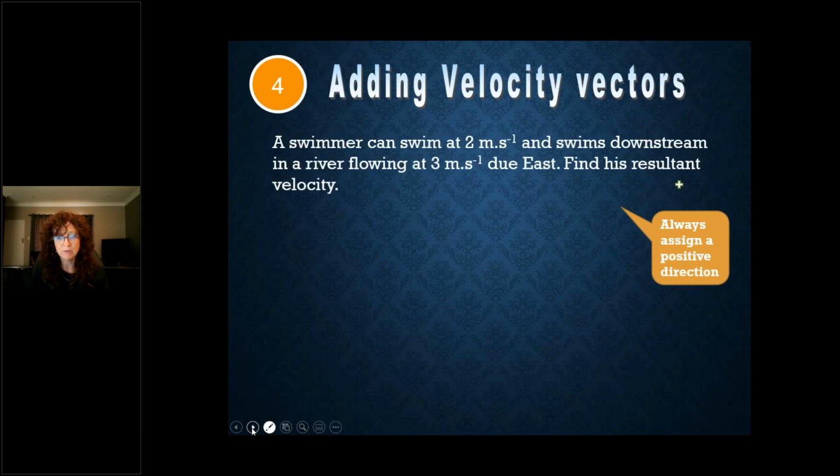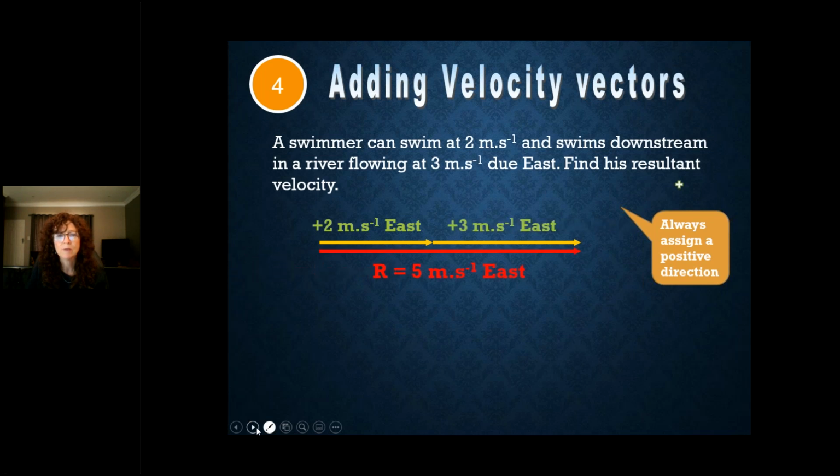So here I do have an example. A swimmer can swim at 2 meters per second downstream in a river flowing at 3 meters per second, due east. Find his resultant velocity. This is an easy question. So you have a swimmer that swims at 2 meters per second east, and a river that flows 3 meters per second. What will be your resultant? Add them together, 5 meters per second east.